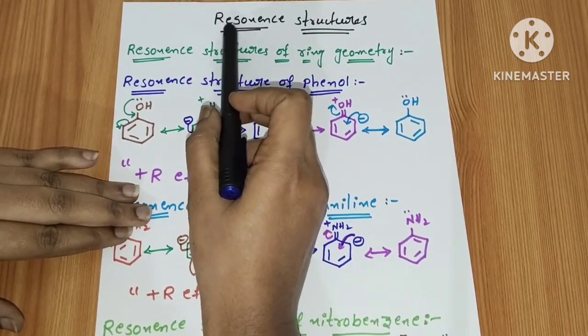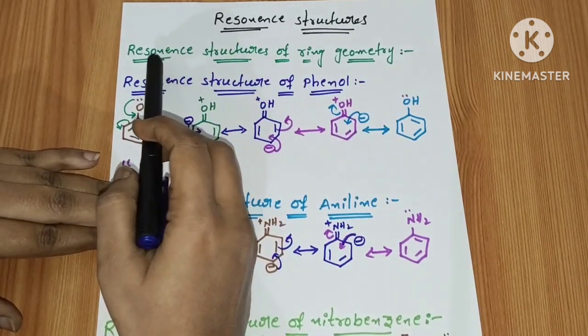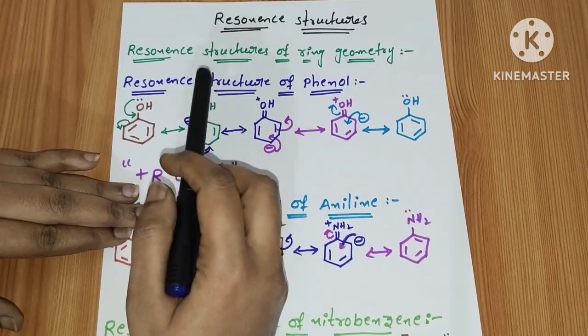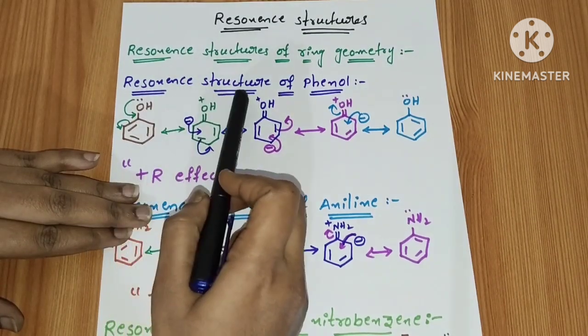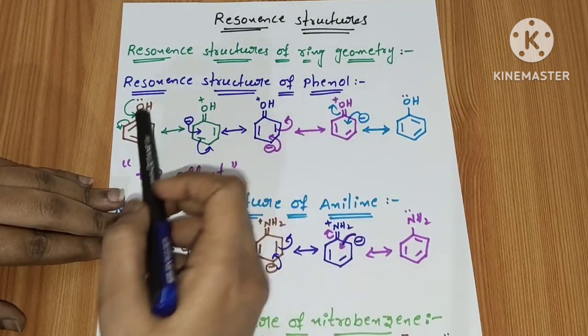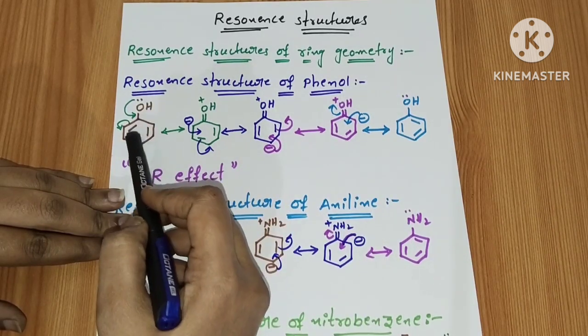Today's topic is Resonance Structures Part 2. Here I am explaining resonance structures of ring geometry. Firstly, we will see the resonance structure of phenol. Phenol consists of benzene and a hydroxyl group attached to the ring.